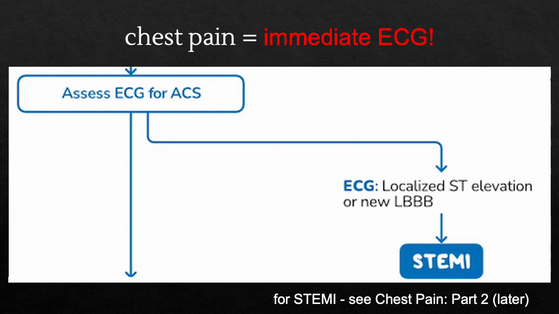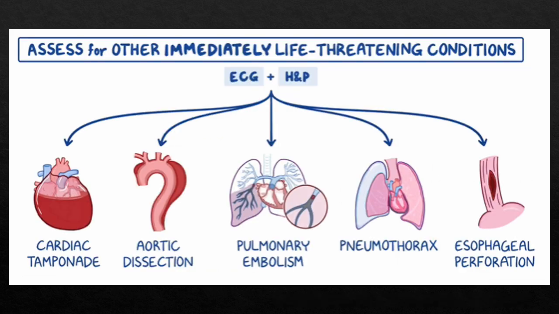Once you have your ECG, you need to assess whether there are any signs of ACS. ACS, if it is a STEMI, will present with localized ST elevations or a new left bundle branch block, which meets the Sgarbossa criteria, but that is part 2 of the talk, which we'll be covering next week. If there are no signs of ACS on your ECG, you move on to assess whether there are any of the other life-threatening causes of chest pain. You do this by using your ECG as well as your H's and P's, your history and physical examination, actually.